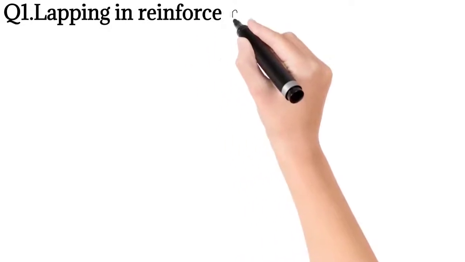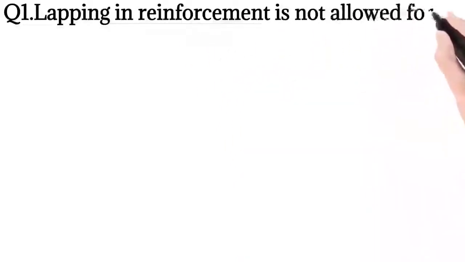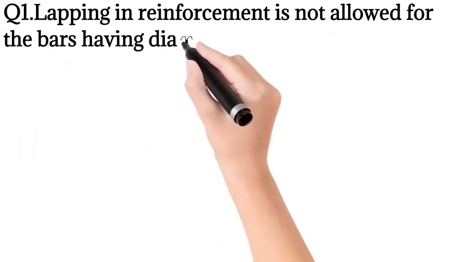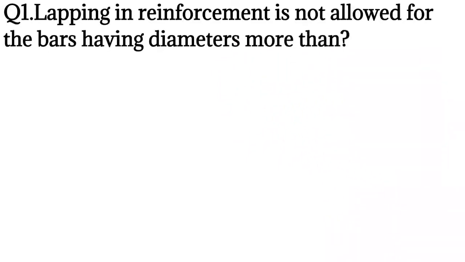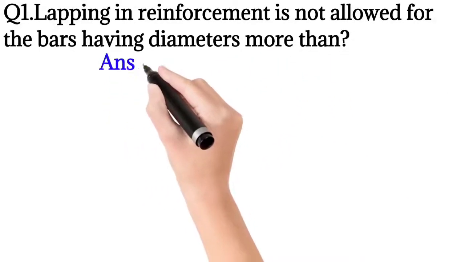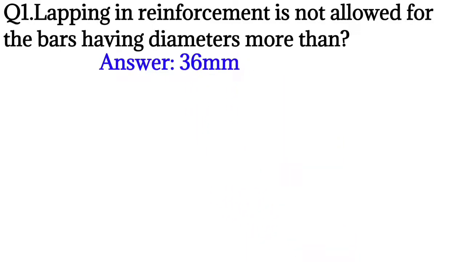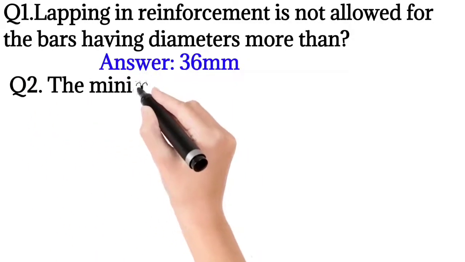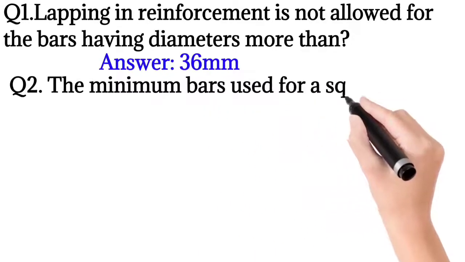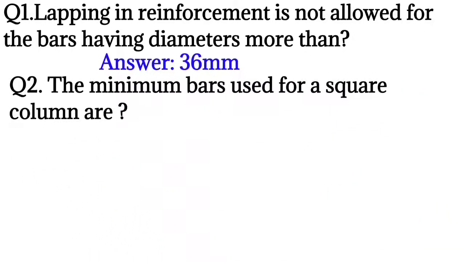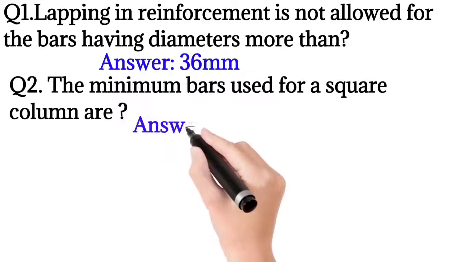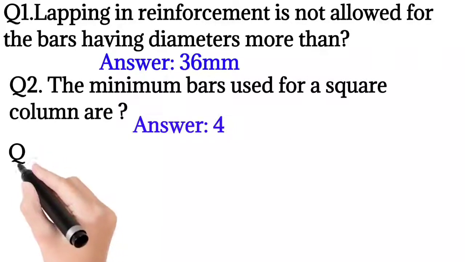Question number 1. Lapping of reinforcement is not allowed for bars having a diameter more than, so the answer is 36 millimeter. Question number 2. The minimum number of bars used for a square column is 4. So the answer is 4.